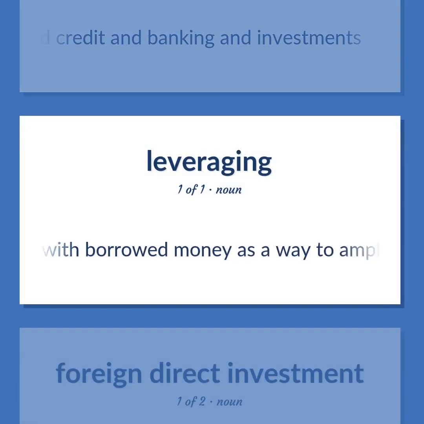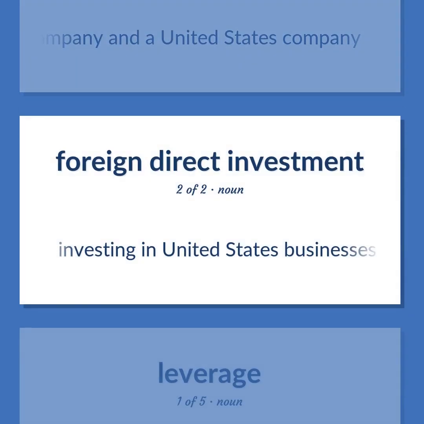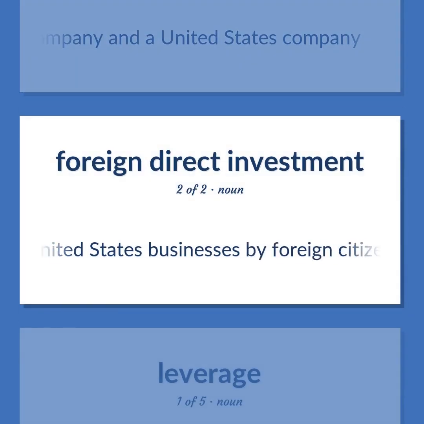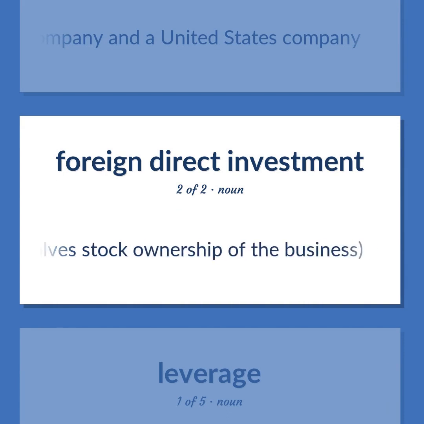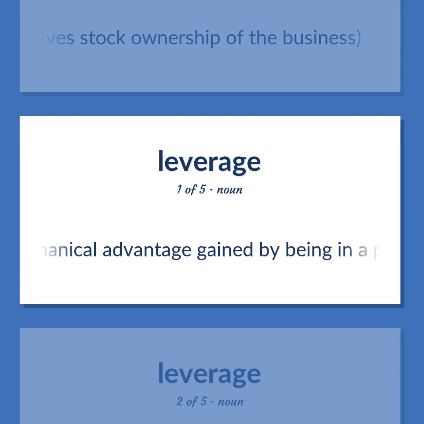Investing with borrowed money as a way to amplify potential gains, at the risk of greater losses. A joint venture between a foreign company and a United States company. Investing in United States businesses by foreign citizens often involves stock ownership of the business. The mechanical advantage gained by being in a position to use a lever.